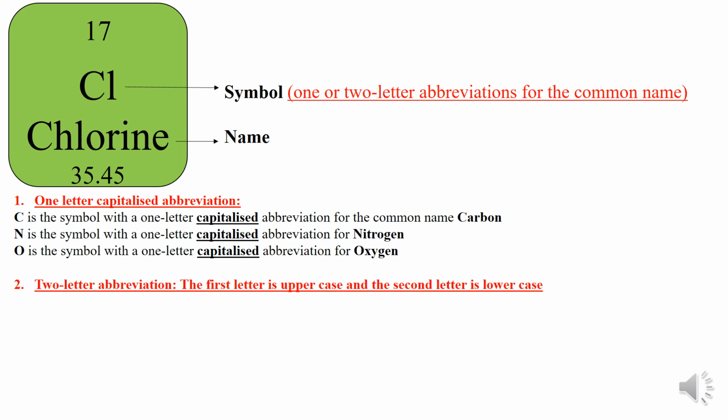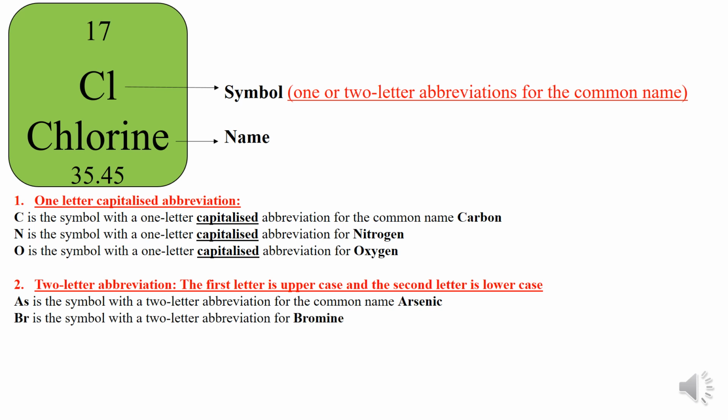Now in case of elements with 2 letter abbreviation, the first letter will be capitalized followed by the second letter in the lower case. So As is the symbol with a 2 letter abbreviation for the common name arsenic. Br is the symbol with a 2 letter abbreviation for bromine. You find the first letter B is capitalized followed by the second letter that is in the lower case.